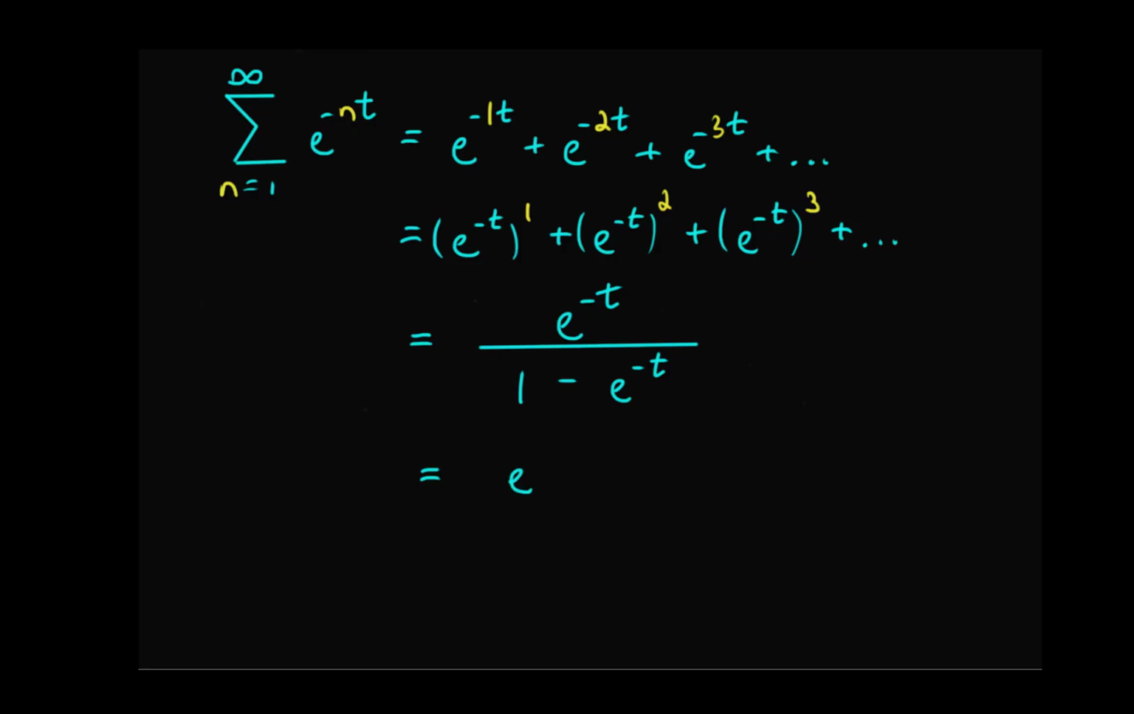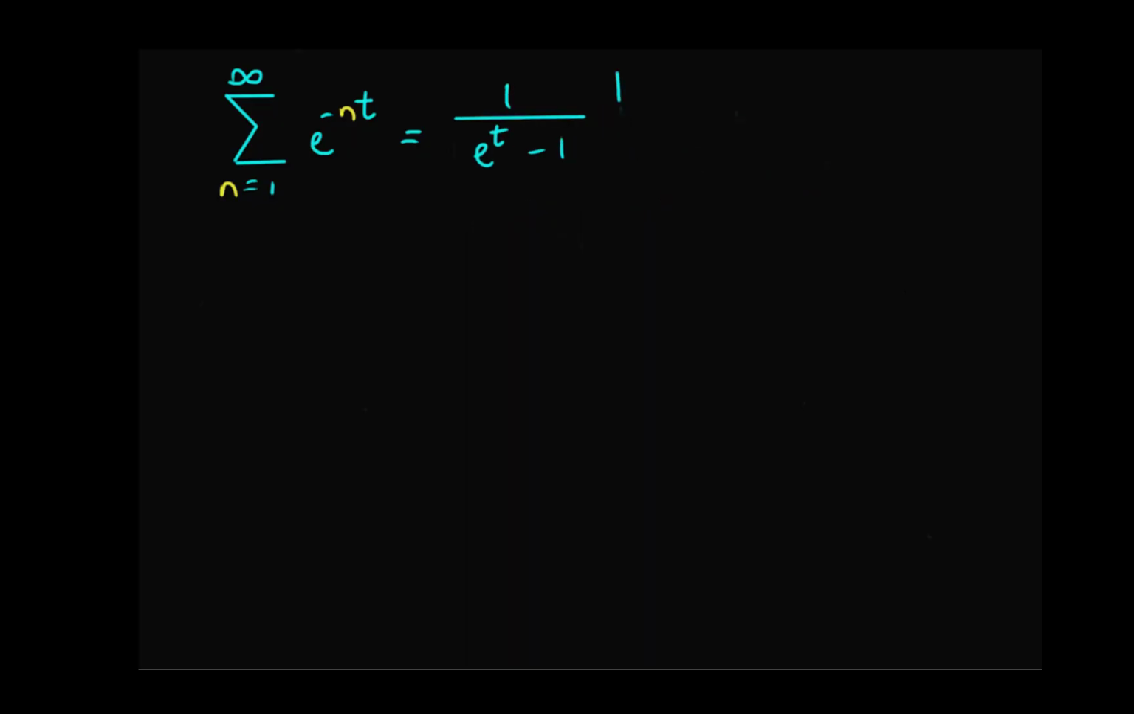Well, I can simplify that expression by multiplying by a creative form of 1. I'm going to multiply by e to the t over e to the t, and I then get that this sum equals 1 over e to the t minus 1. So we've shown that the sum from n equals 1 to infinity of e to the negative nt just equals 1 over e to the t minus 1.